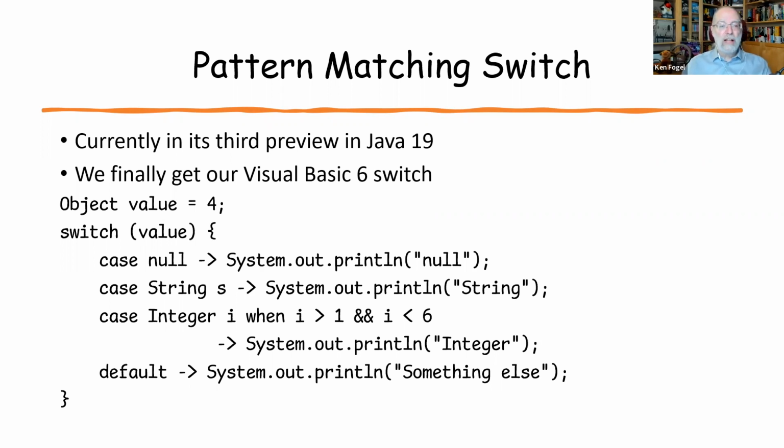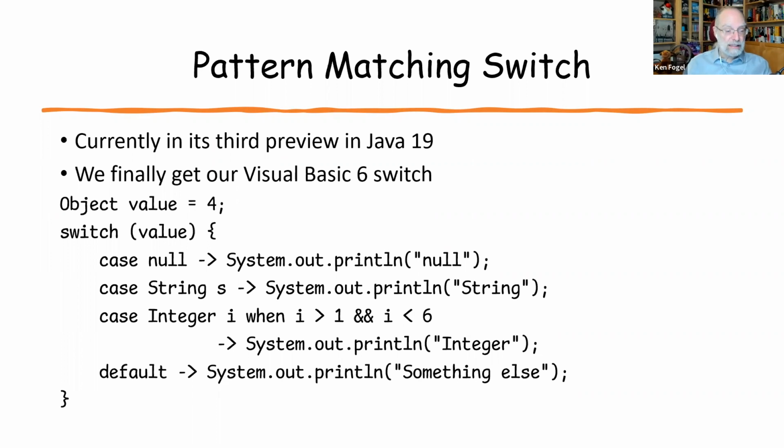The first line, object value equals 4. Effectively, this could be any declaration of an object. The fact that it says object isn't as significant as the fact that what we're assigning to it is a 4, which through the feature of auto boxing will result in that object being of type integer. We could have also just declared an integer, but in this case, what's important is in the switch, in those parentheses, we need a reference to an object. So object value equals 4.